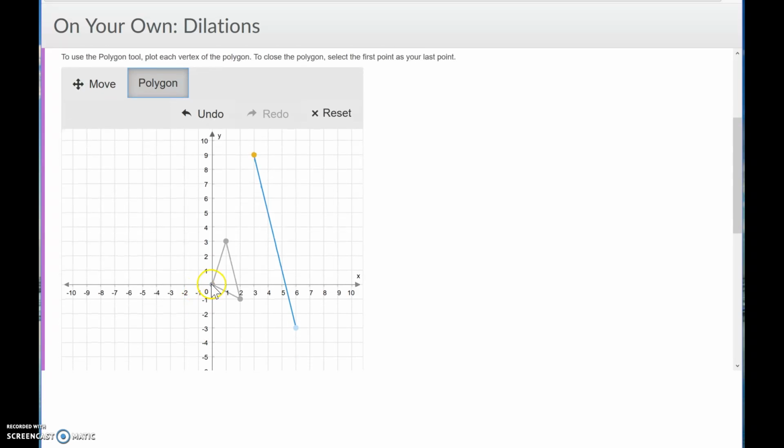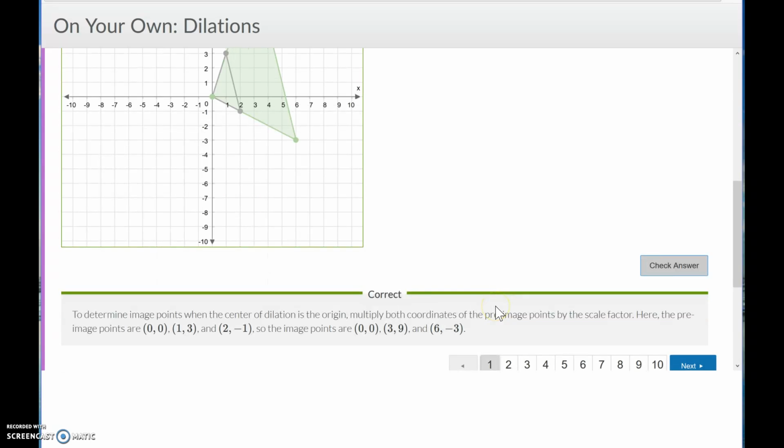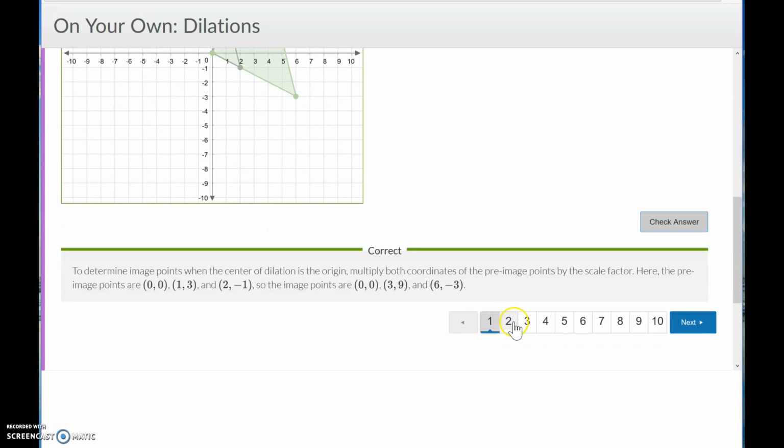All right, last one is at 0, 0. 0 times 3 is 0, and 0 times 3 is 0. So it's just going to go right back to here. We can check it. And there's our work.